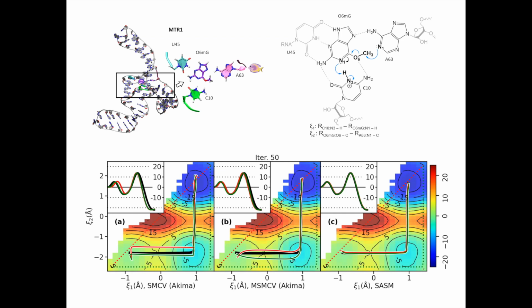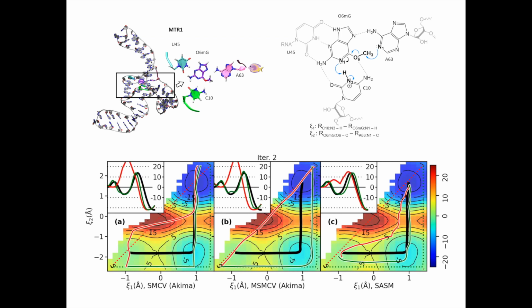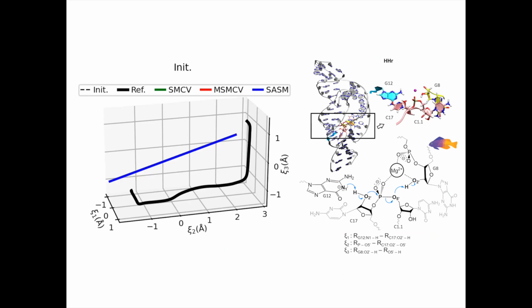So the fewer iterations that we get away with in order to get to the path is very, very important in terms of actually being able to do these calculations in practice. So in higher dimensions, this is a different system. This is for the hammerhead ribosome, looking at slightly higher dimensions.